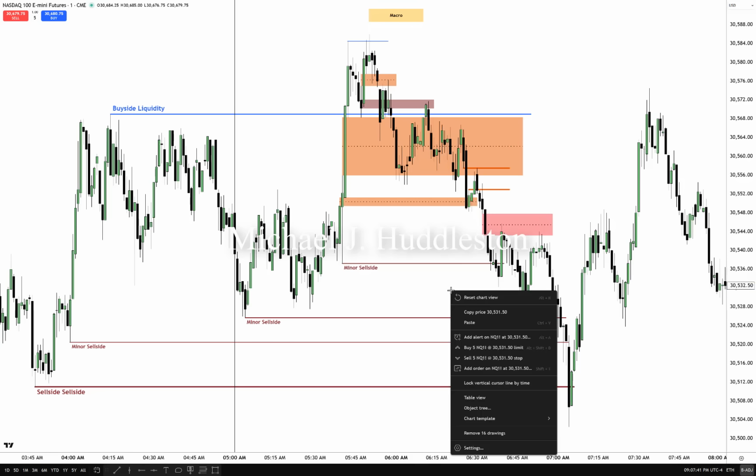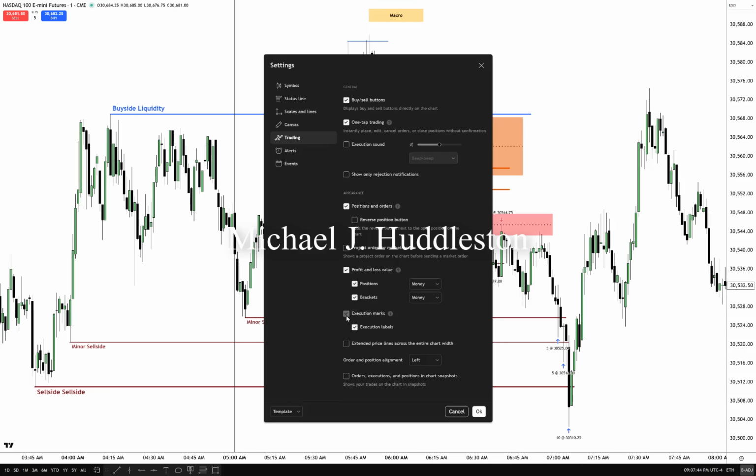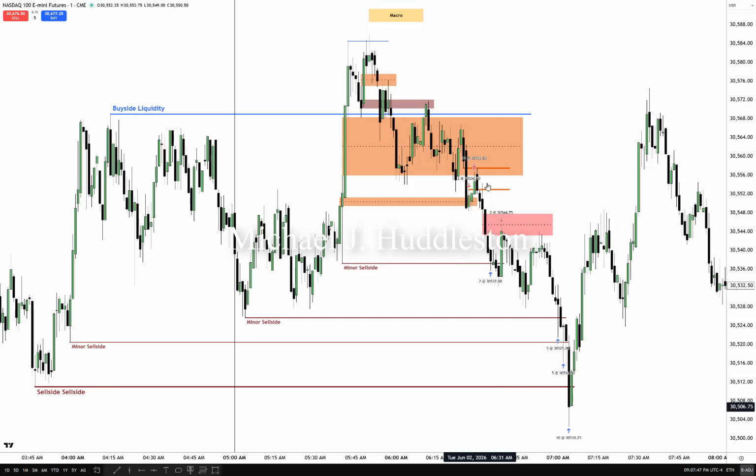And I know it's not on here, so let's put them on there now. Here's the executions. There's the business there. And you can see here's the first entry with the two contracts right at consequent encroachment of that little inversion fair value gap I was anticipating. And then we have distribution of all this run up in here. I'm getting inside that. So I'm adding more positions inside this. It broke lower, partial right below that low there.